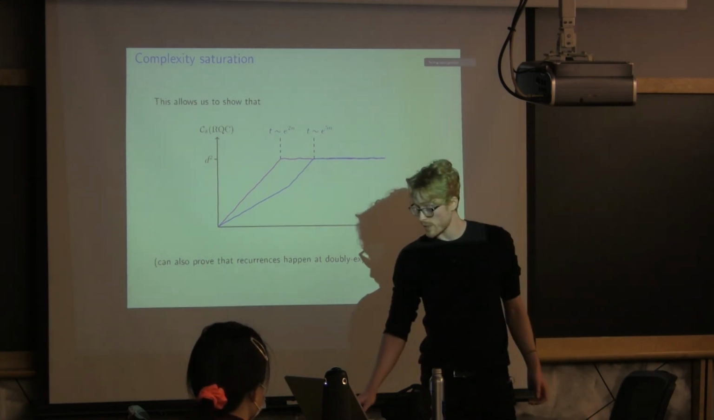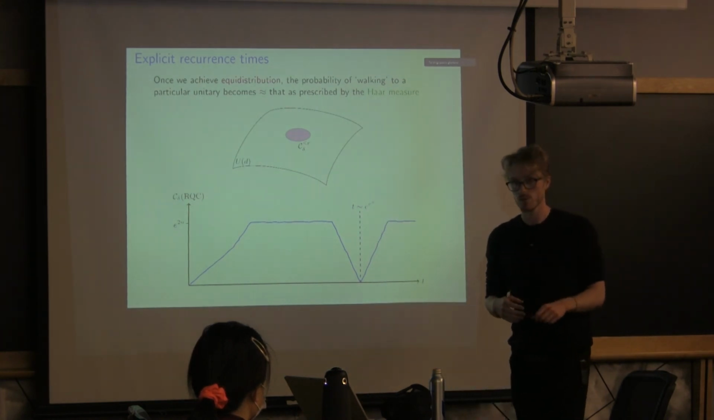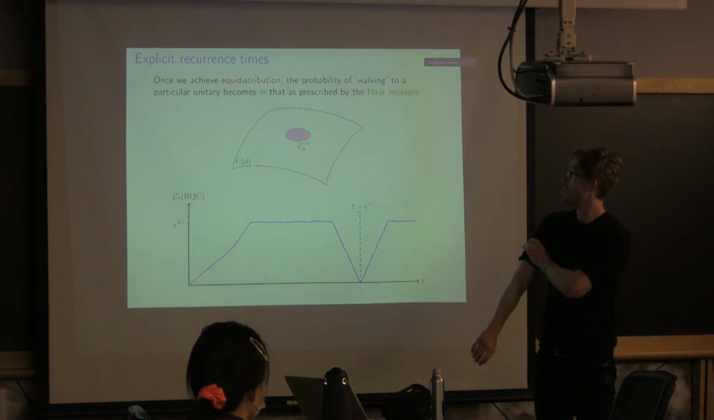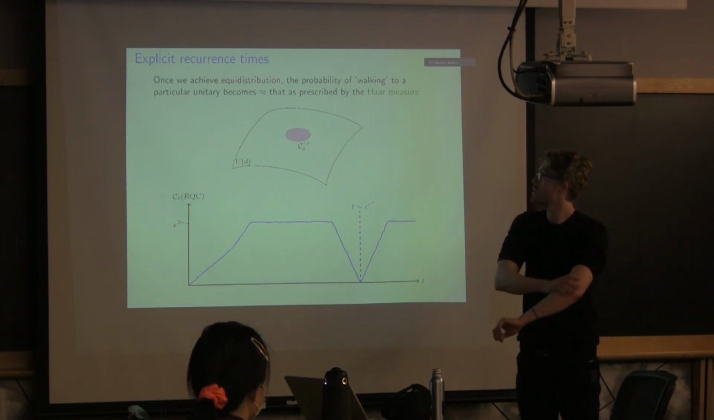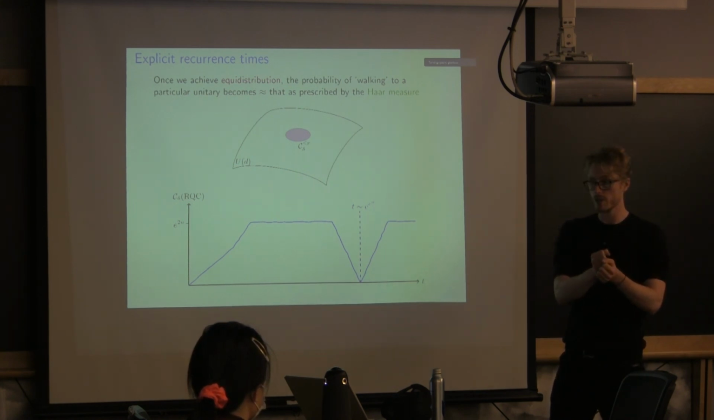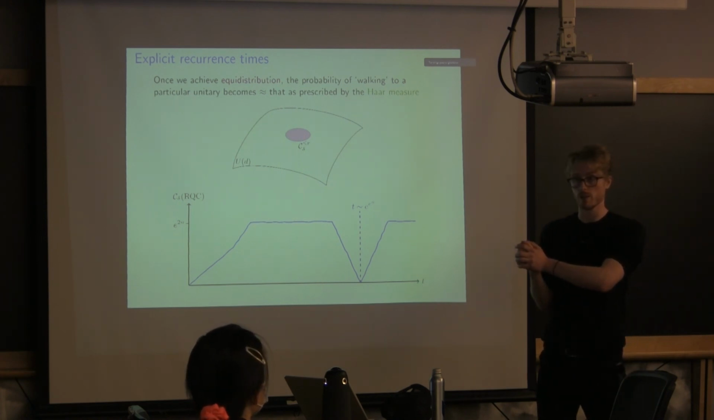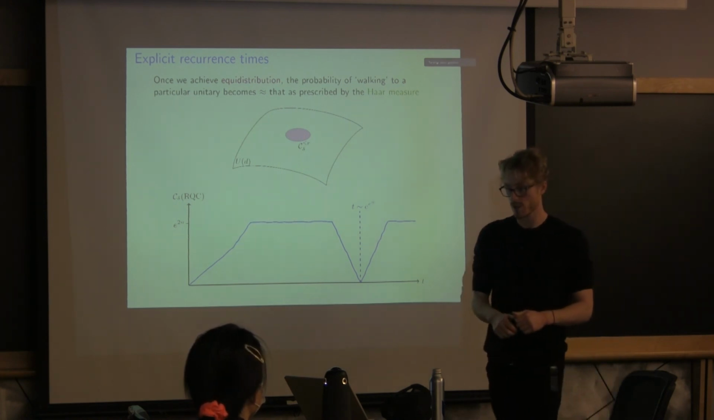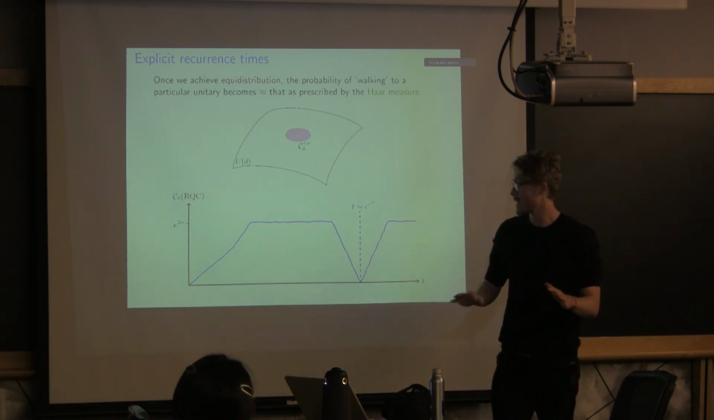And the same technique also allows you to prove recurrences. Once you achieve this equidistribution property, the probability of walking to a particular unitary becomes approximately equal to the inverse of the volume prescribed by the Haar measure. So by knowing this equidistribution happens at exponential times, you can prove that recurrences must happen at double exponential times. And that's sort of a pretty good picture of all the aspects of complexity growth.